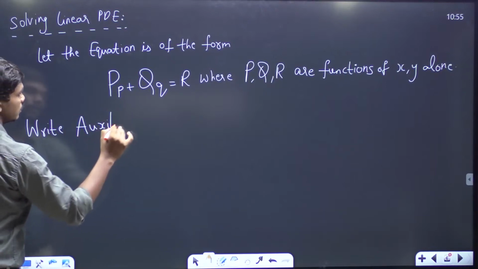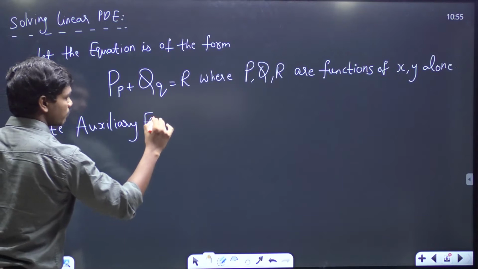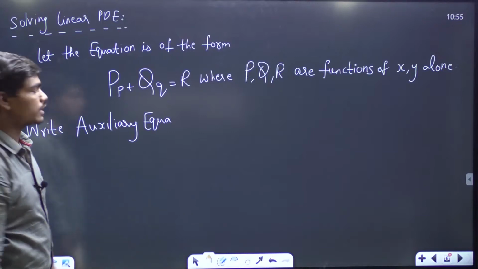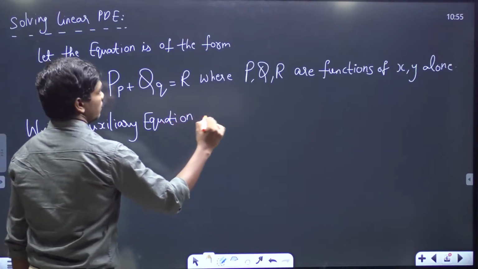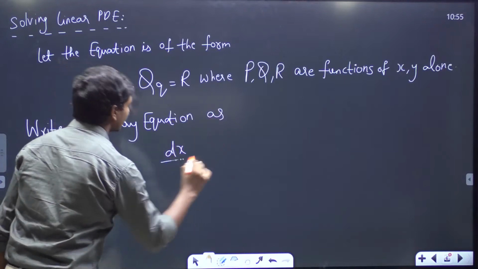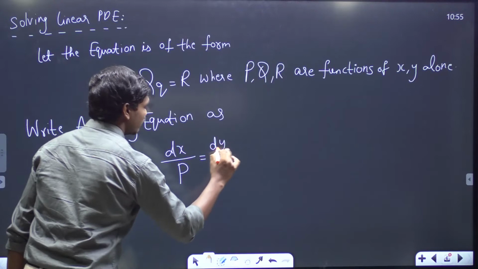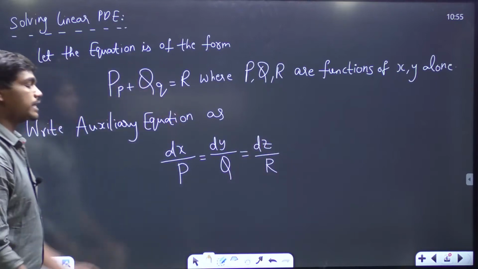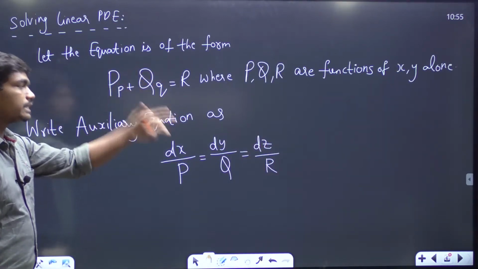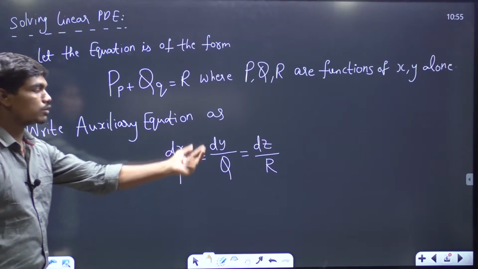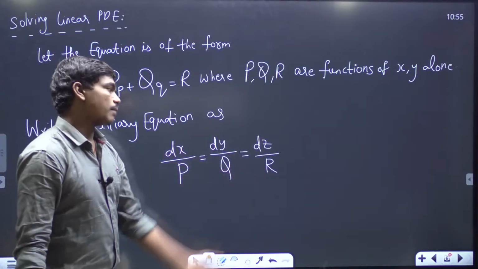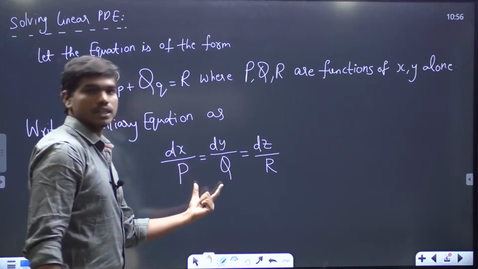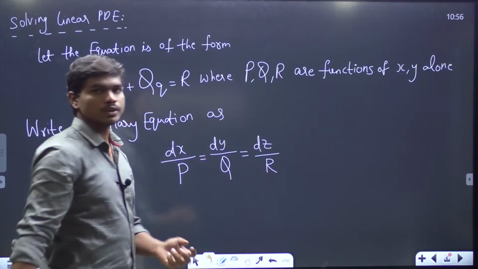Write the auxiliary equation. Auxiliary is the name which means help, so by writing this kind of equations, they help out in writing the solutions. Okay, so the auxiliary equation is dx divided by P is equal to dy divided by Q is equal to dz divided by R. Once you convert your given equation in this form, you will have three sets of equations, correct? You can equate the first two, or the last two, or the first and last term.